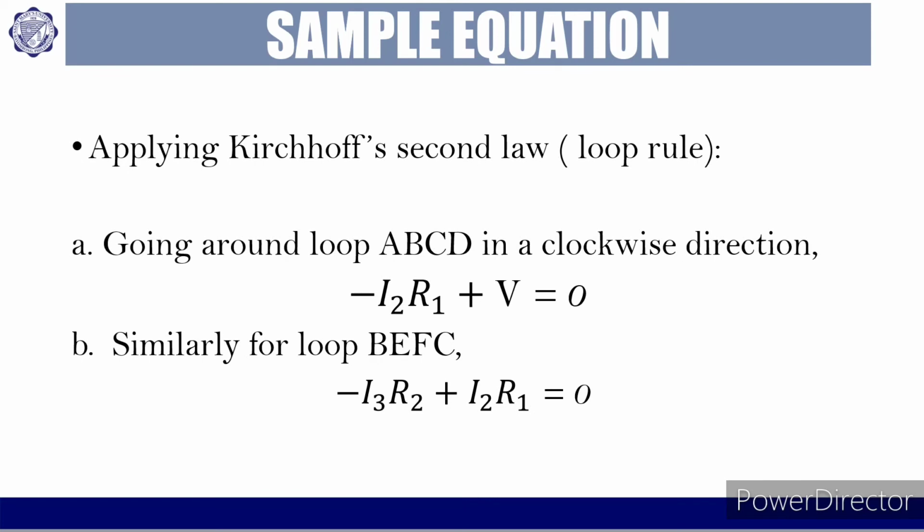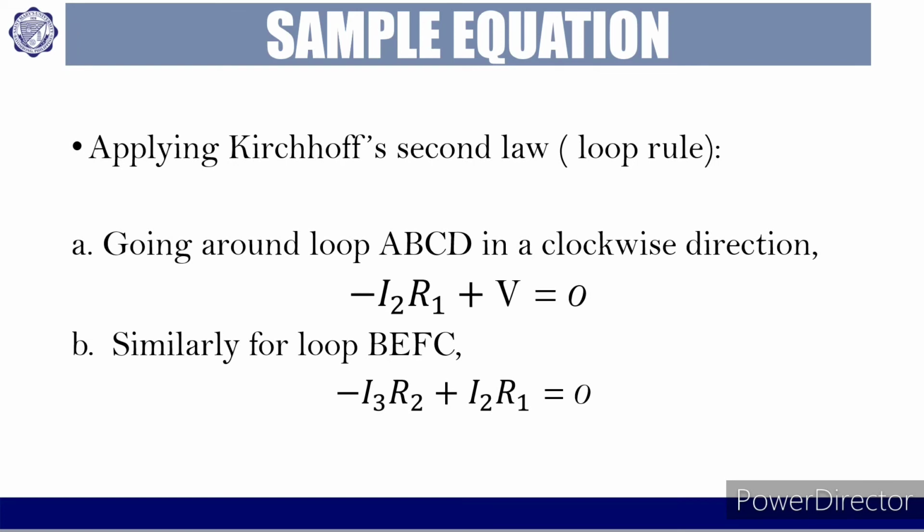Applying Kirchhoff's second law, the loop rule, the voltage law. For letter A, going around loop ABCD in the clockwise direction, we have negative I2 R1 plus V is equal to 0. Take note that current 2 is negative because it is leaving the junction D. R1 is positive, yet the voltage is positive also because it is from the negative to the positive terminal.